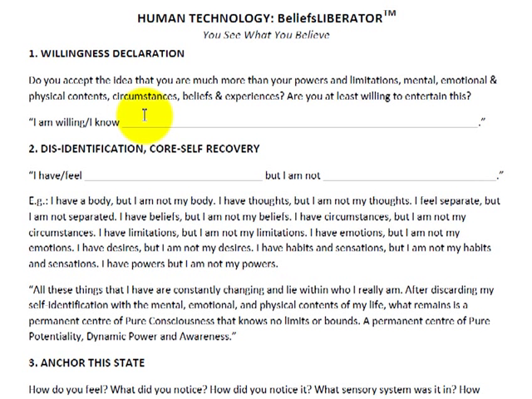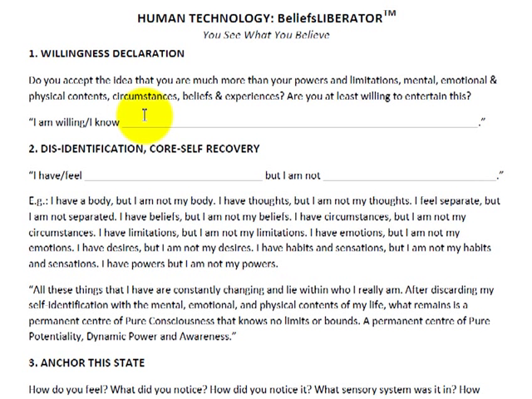characteristics, your powers and limitations, generally your mental, emotional, and physical contents, your circumstances, your beliefs, your experiences, all these things that you have in your life. You declare that you're willing to accept the idea that you are much more than them. In other words, you're at least open to entertain this idea that you are more than your life circumstances, or your ideas or your feelings or your issues or your goals. You're more than that. Okay?